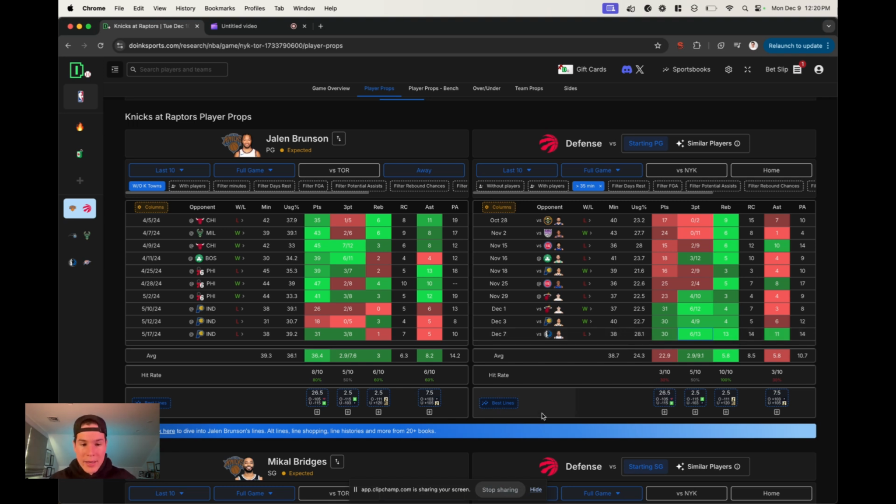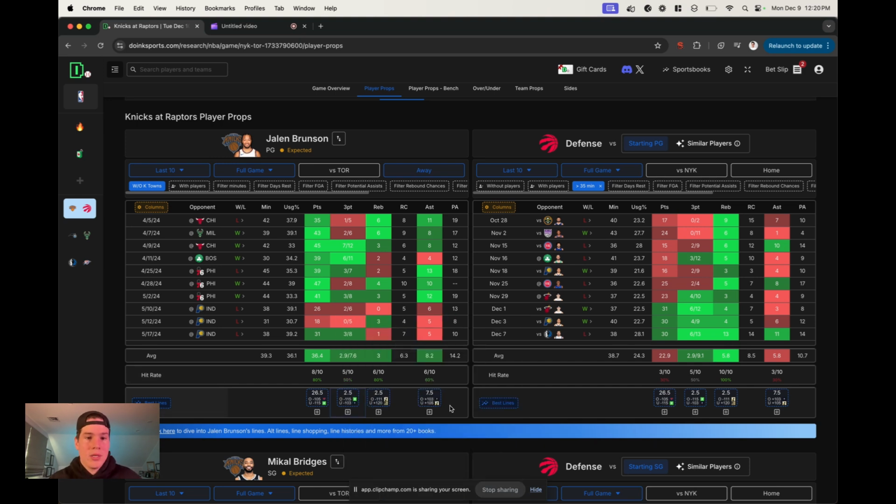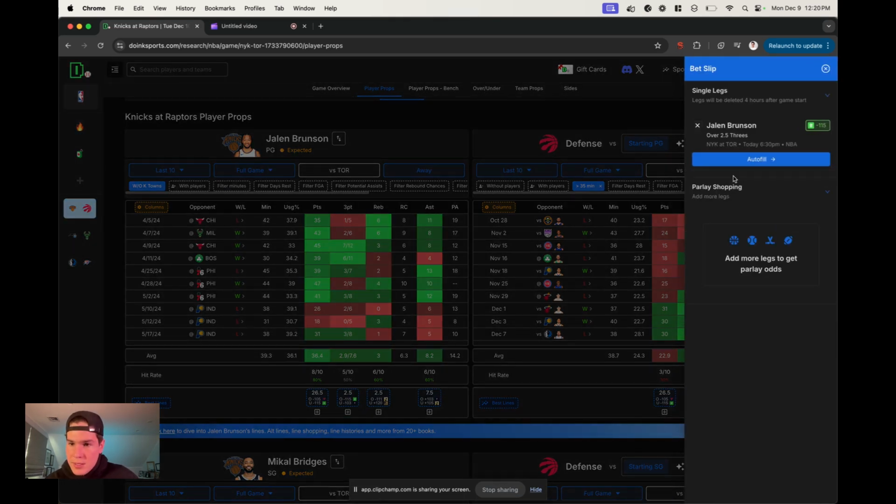And I'm going to go ahead and add that to my bet slip. So Jalen Brunson, over 2.5 3-pointers, DraftKings minus 115. And you can see it was added to my bet slip here so that I can take that later if I want to.